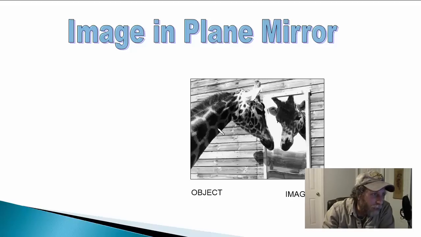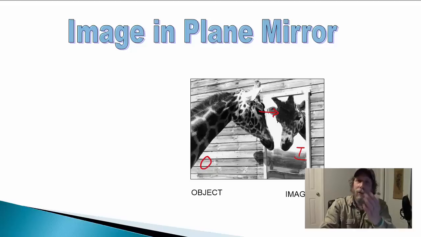All right, this is the object here. So this is O, this is the object, this is the image right here, and you're gonna notice a couple of characteristics. When the giraffe looks at itself in the mirror, it doesn't see itself upside down, right? When you look at yourself in the mirror in the morning, you brush your teeth, you're not like, whoa, I'm upside down. So that's one characteristic, right? It's right side up. It's not upside down.